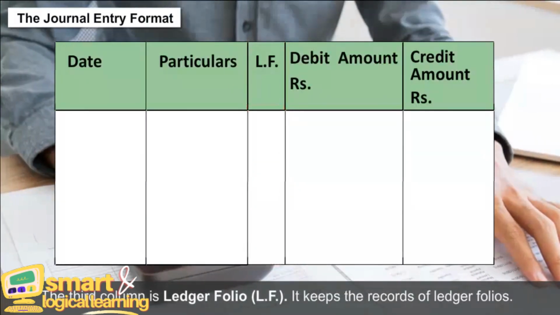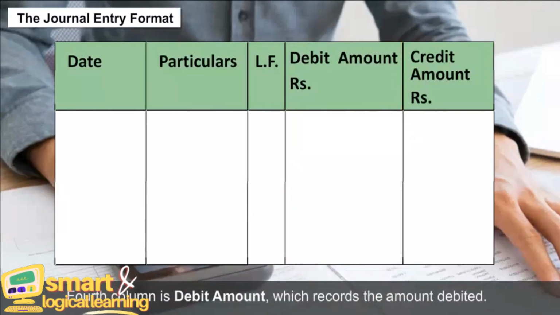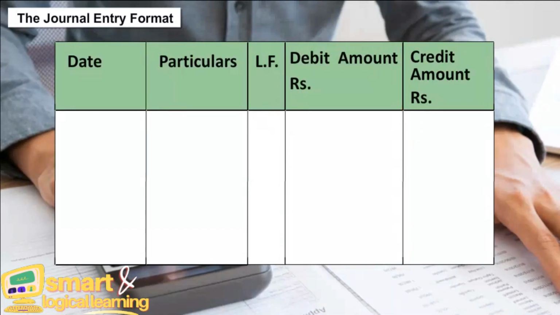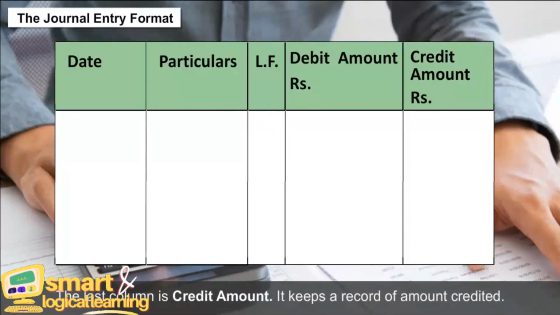The third column is ledger folio or LF. It keeps the records of ledger folios. The fourth column is the debit amount column, which records the amount debited. The last column is credit amount. It keeps a record of amount credited.